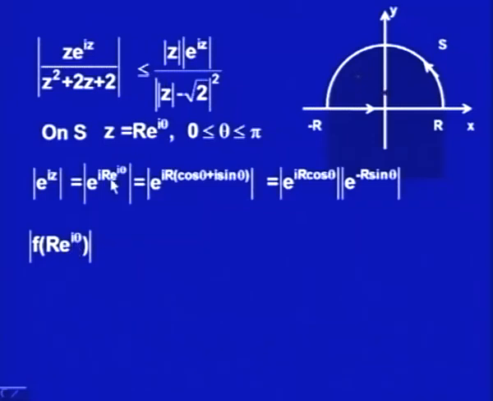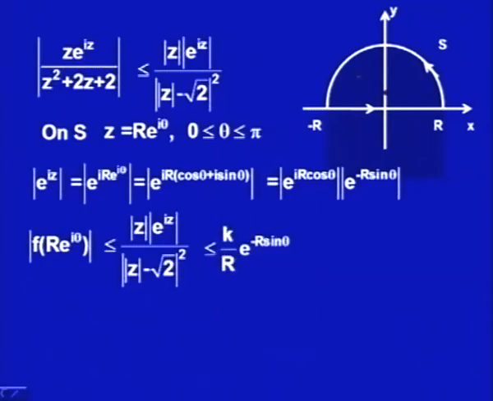From here, if I write, I would get mod z e to the power i z upon z minus square root 2 whole square. This we could say because the first term we had already shown. Here I would get r e to the power i theta, and the mod of r e to the power i theta would simply be r. And here I would get the mod of, or rather you could say, beforehand we had obtained that this whole quantity was less than k by r.